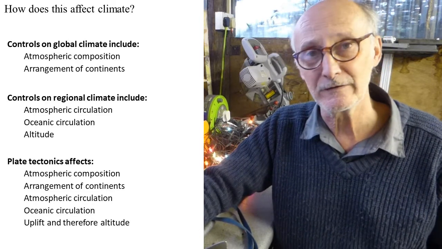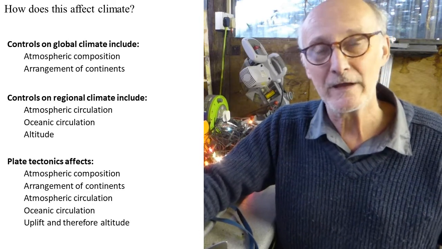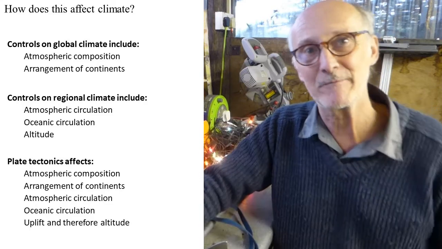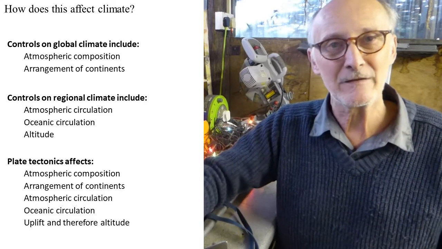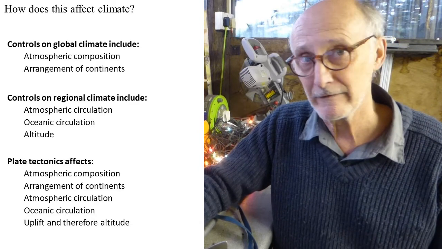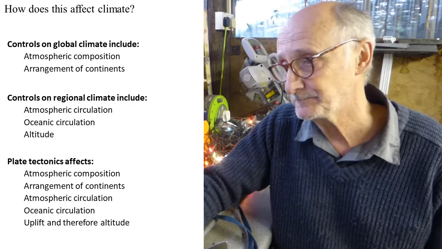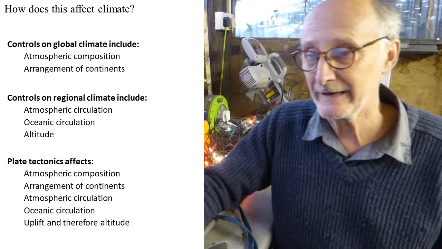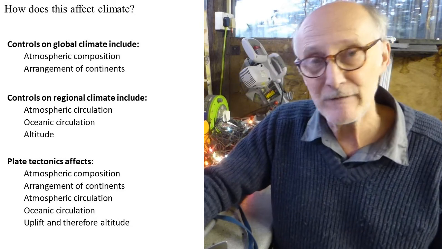But the arrangement of the continents, where the land masses are, where the oceans are, where the ocean can get through gaps between continents, whether there's land at the poles or whether the poles have deep oceans on them, those are really important controls on what's happening to the climate globally. At a regional scale, well, you can pull out things such as atmospheric circulation.